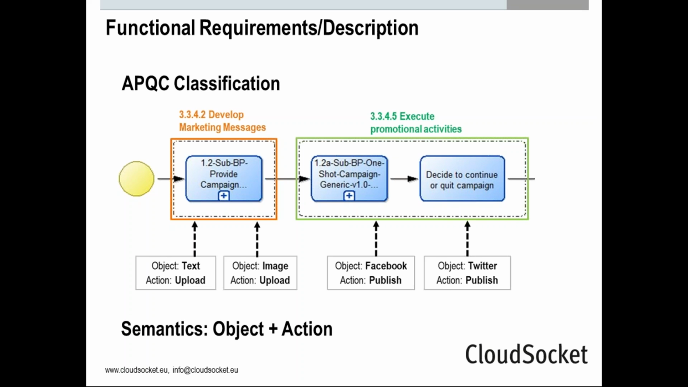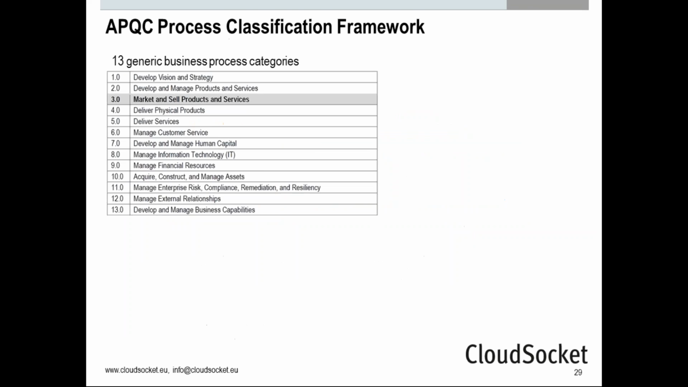In addition to this APQC classification, we also want to specify semantics in the sense of object and action. This is derived from the naming convention for process tasks, where we have an action which is a verb and we have an object which is a noun. So for example, we can say we want to upload a text, or we upload an image, or we publish in Facebook, or we publish in Twitter. So we always have an object and an action. These are the two elements that we can use for the functional requirements or the functional description.